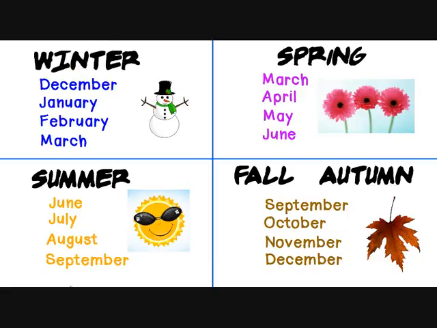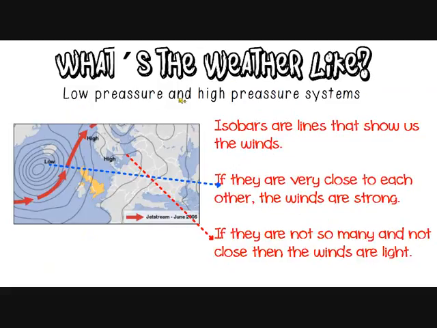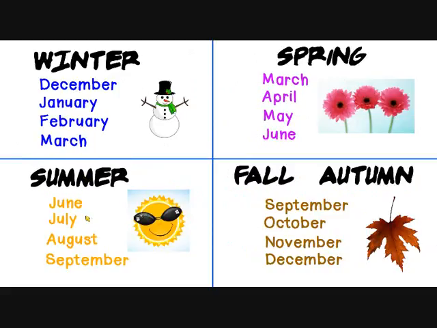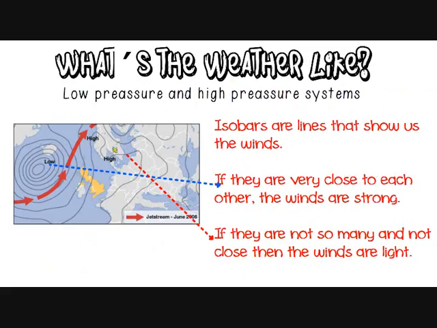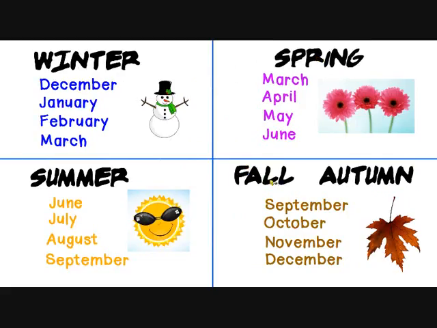Okay, and to summarize this weather and relate it to the seasons that we've been studying, remember that in winter there are a lot of low pressure systems, a lot of rain, snow, etc. And in summer there are a lot of high pressure systems, with separated isobars, very few isobars together. And in spring and in fall or autumn, the weather is changing and we have a lot of high and low mixed.